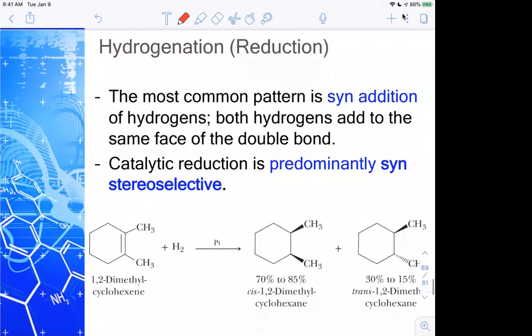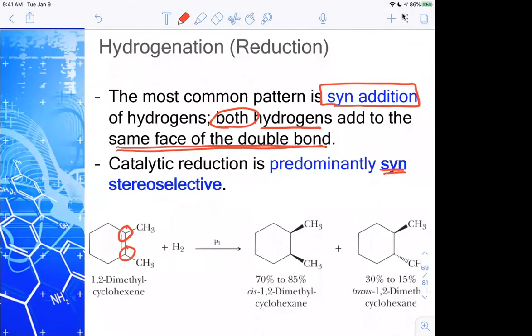The most common pattern is going to be the syn addition of hydrogens, which means that both hydrogens are going to add to the same face of the double bond. So catalytic reduction is predominantly syn stereoselective. That means something, especially if I have a cyclic structure that has substituents. So if I add hydrogen to this and it adds syn, what I'm going to get is the cis product.